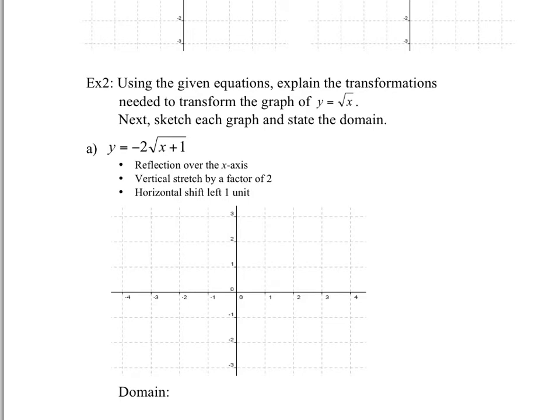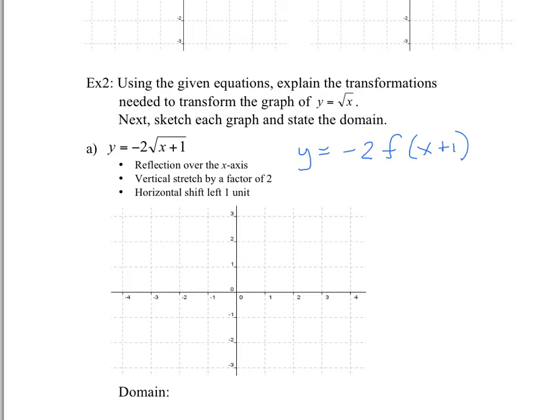If we were to sketch this in function notation, it would look something like this. y equals negative 2 f of x plus 1. And that's if y equals square root of x is your original f of x equals square root of x, your original function. So this negative, this 2 is over here, this plus 1 is over here. So you should start seeing some similarities in the two.